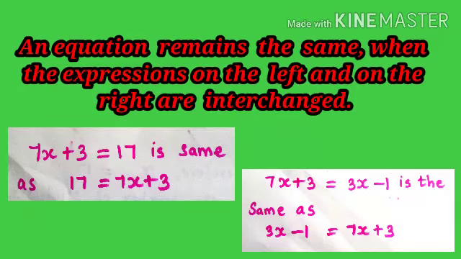An equation remains the same when the expressions on the left hand side and on the right hand side are interchanged. The equation 7x plus 3 equal to 17 is the same as 17 is equal to 7x plus 3. Similarly, the equation 7x plus 3 equal to 3x minus 1 is the same as 3x minus 1 equal to 7x plus 3.